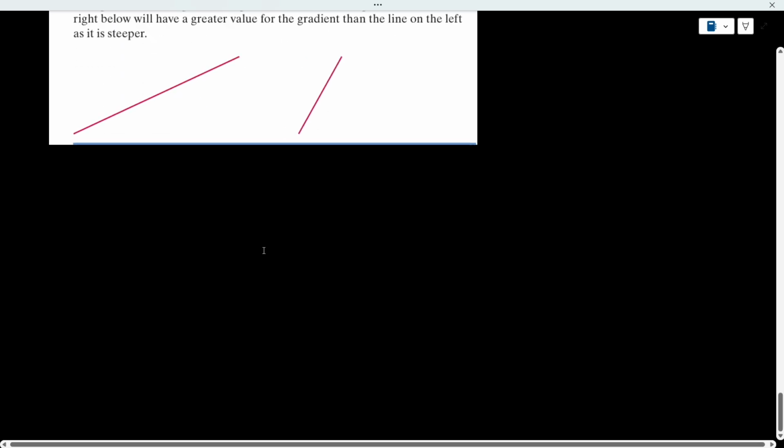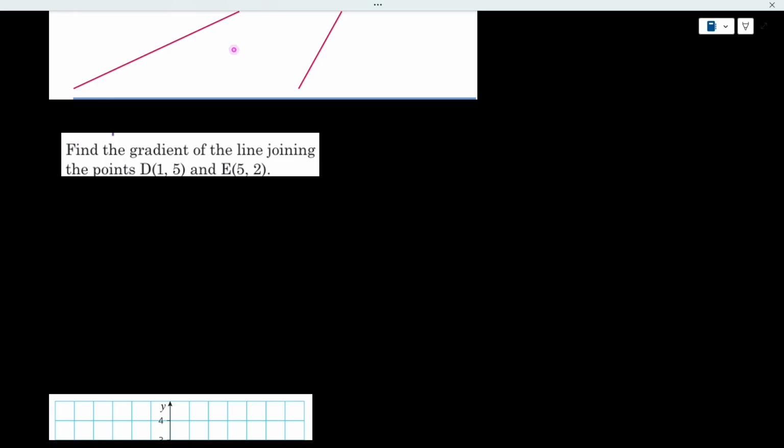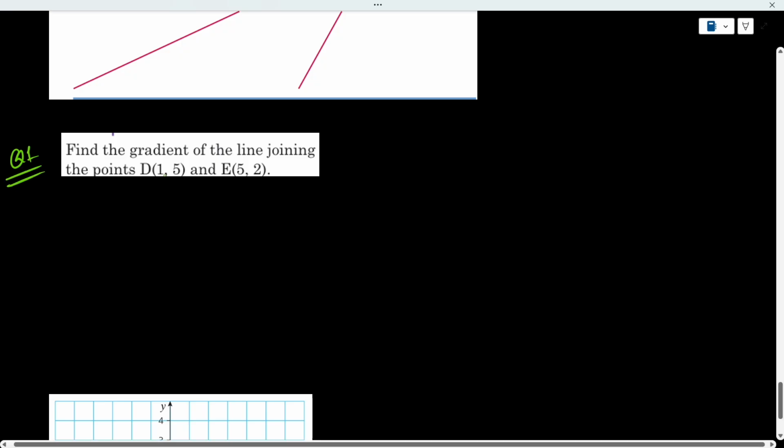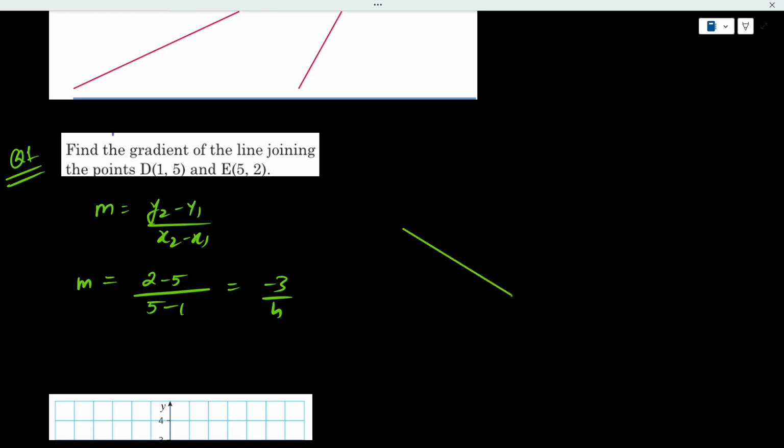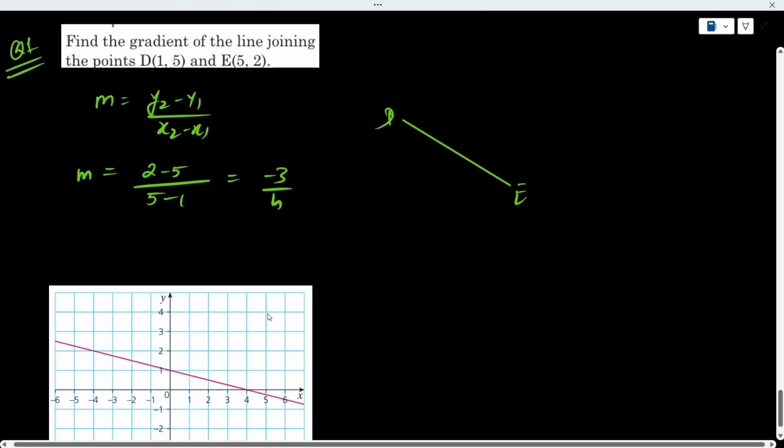Now, how do you calculate the gradient when the coordinates are given? In this first question, it says that you need to find the gradient joining the points D, which is (1, 5), to E. So how are you going to do it? You know that the gradient is always (y2 minus y1) divided by (x2 minus x1). So I can take it here, (2 minus 5) divided by (5 minus 1), which is minus 3 by 4. That means your line is going to be a backward slope, where D is here and E is here. So your gradient is minus 3 by 4.